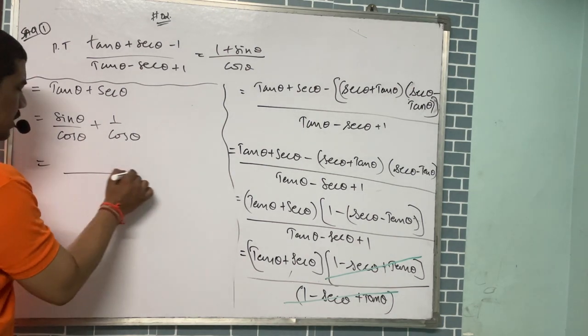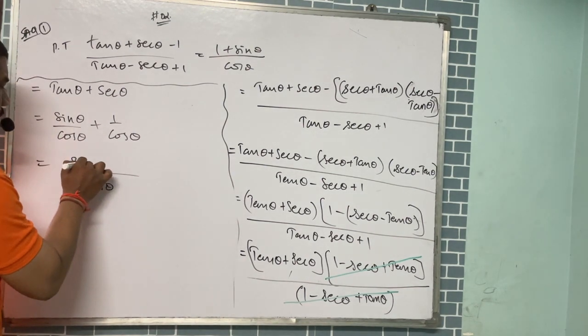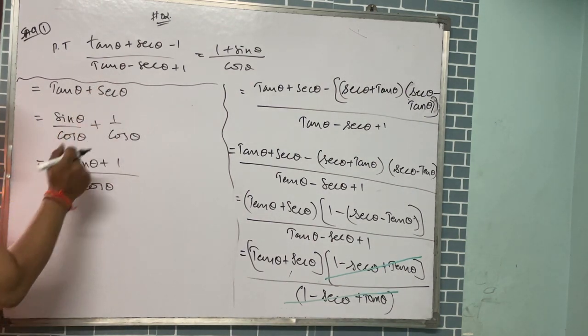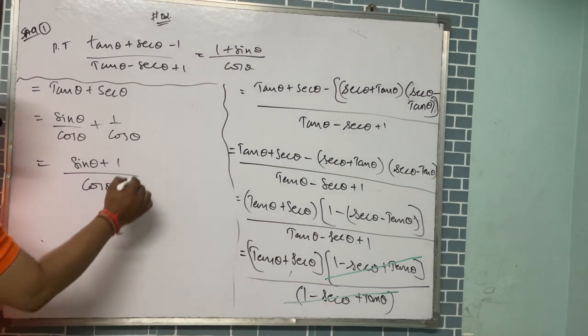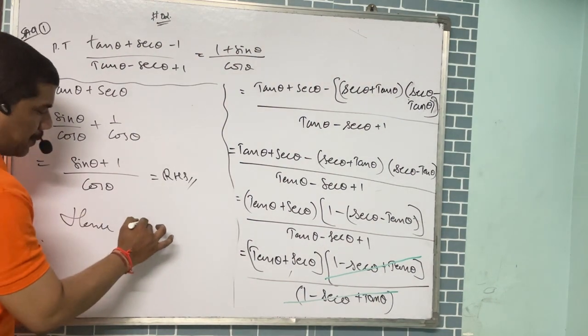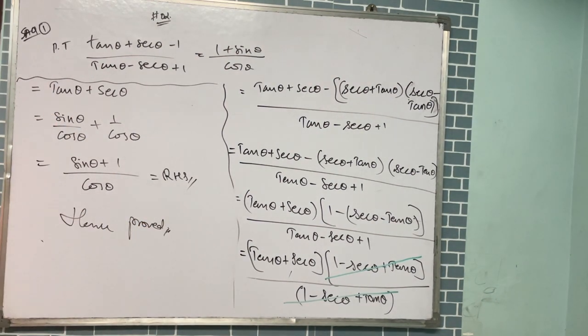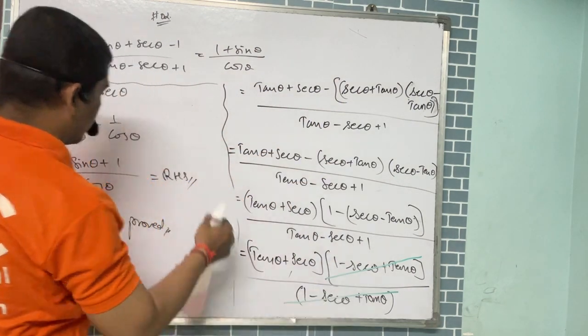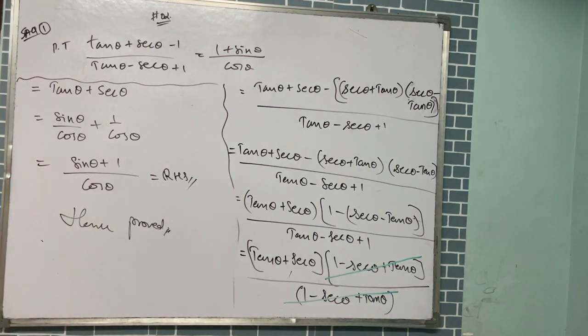LCM, cos theta. The LCM will be cos theta only. So the numerator will remain as it is. So we got it. See, 1 plus sin theta by cos theta, which we needed. So we got the same thing as the RHS. Hence proved. Okay, watch it for a few seconds, student. Okay, clear?